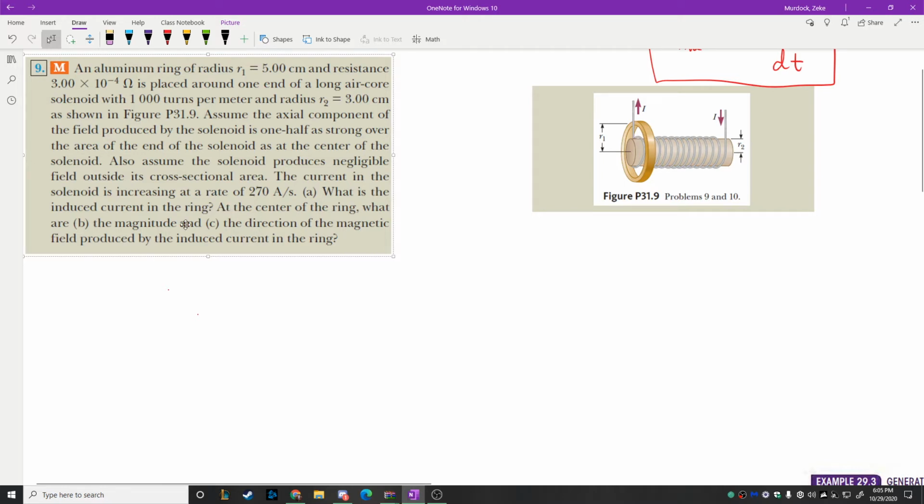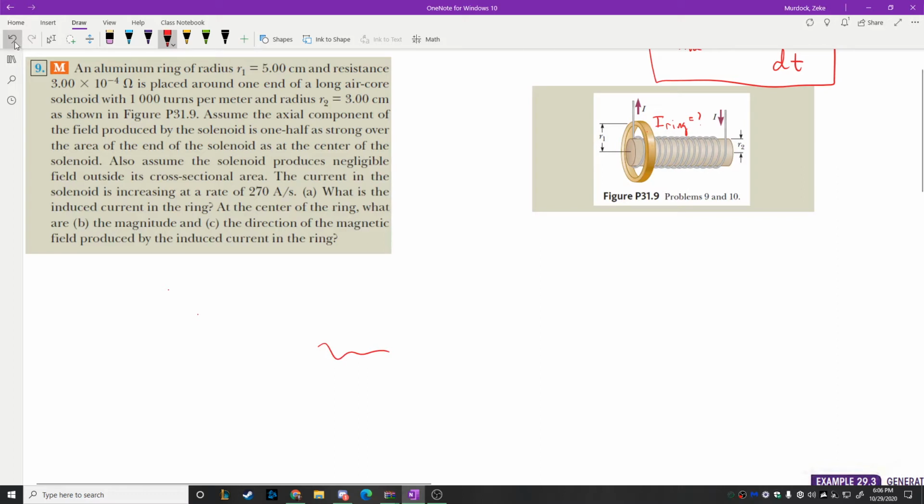And at the center of the ring, what are the magnitude and the direction of the magnetic field produced by the induced current in the ring? Kind of a mouthful. It's quite a long problem. Does anyone have any questions about what's happening here? So the coil has current flowing through it. That current changes. That changing current is going to produce a changing magnetic field, and that changing magnetic field is going to induce electric current in the ring right here, and that's what we want to calculate: what is the current going to be flowing in this ring right here.